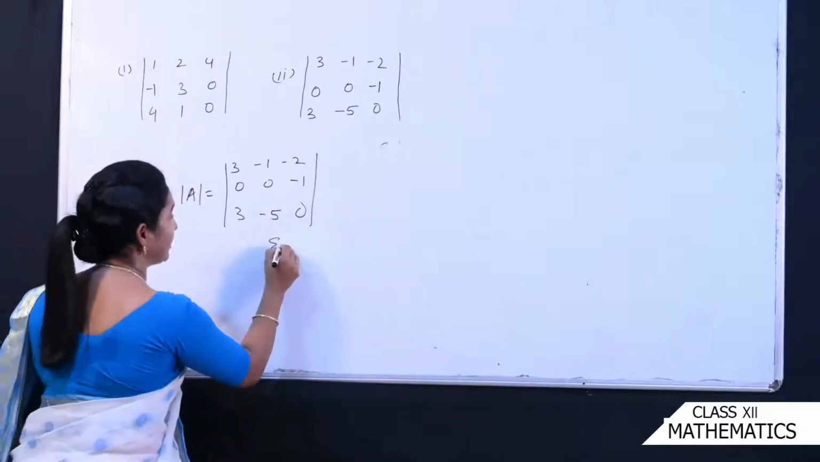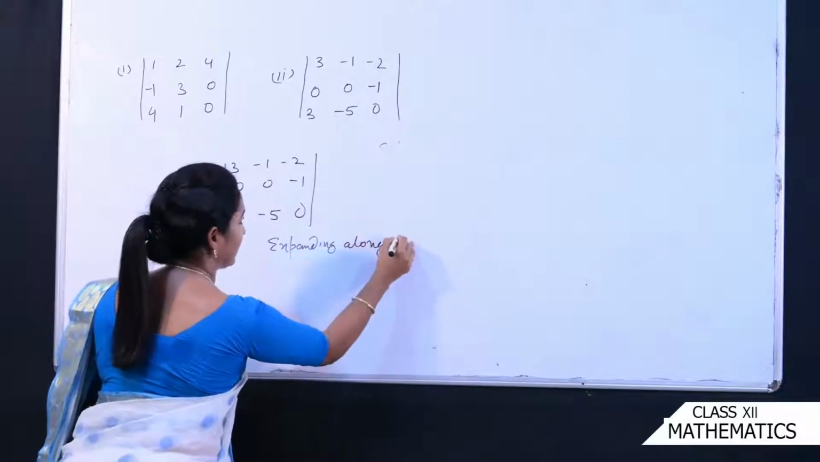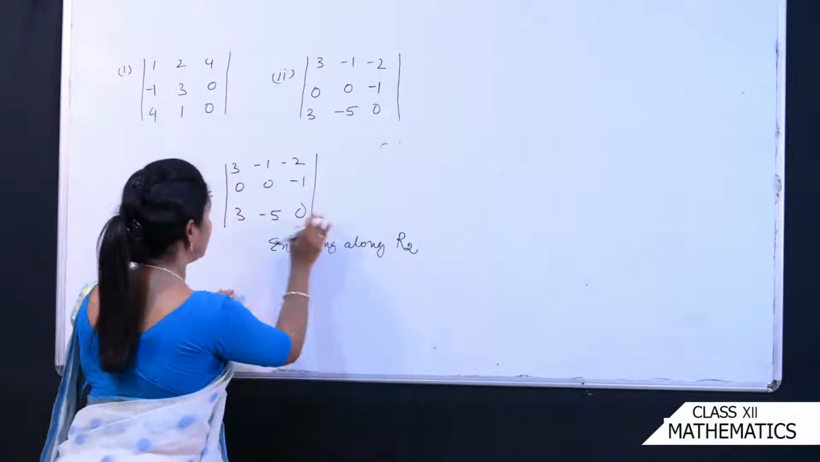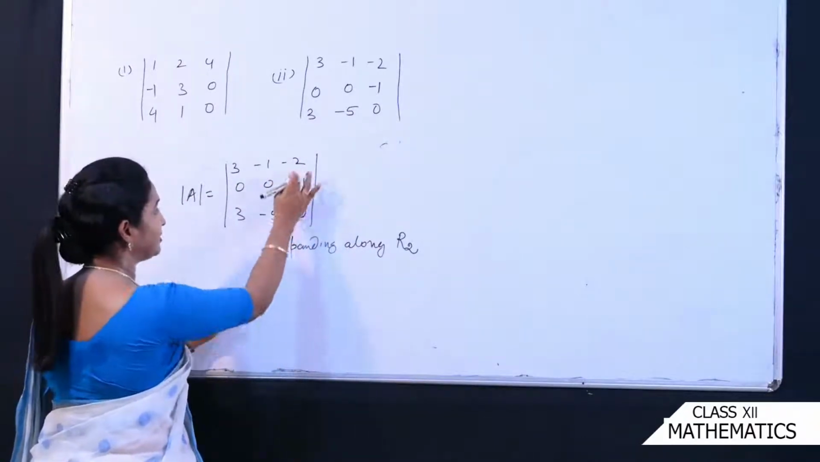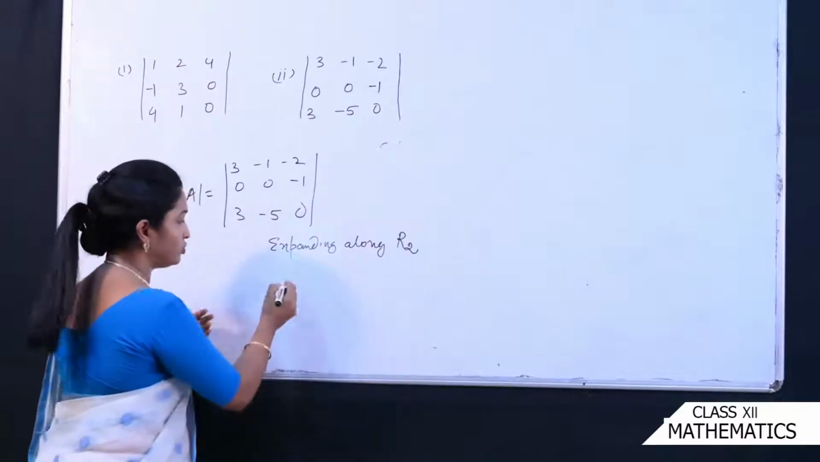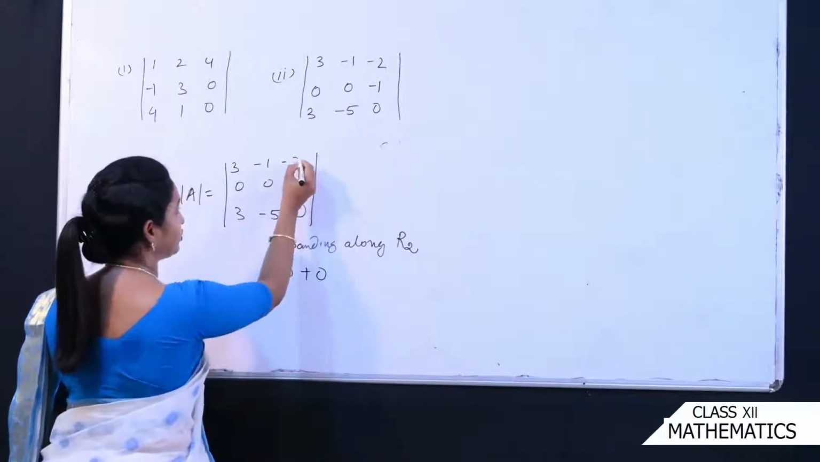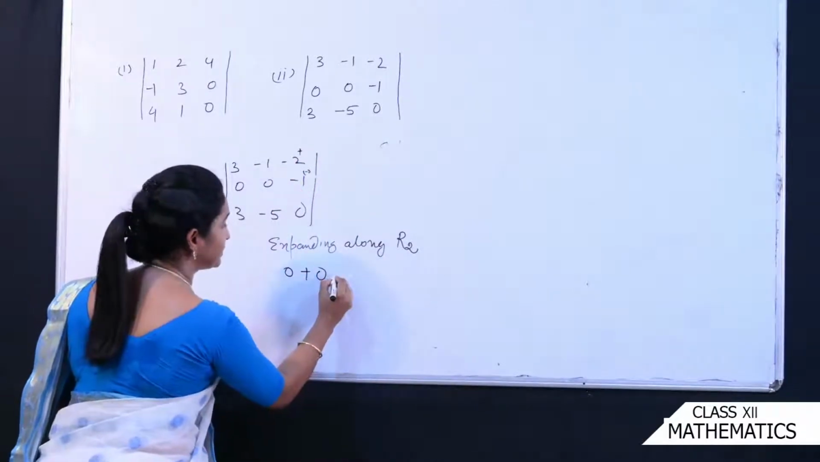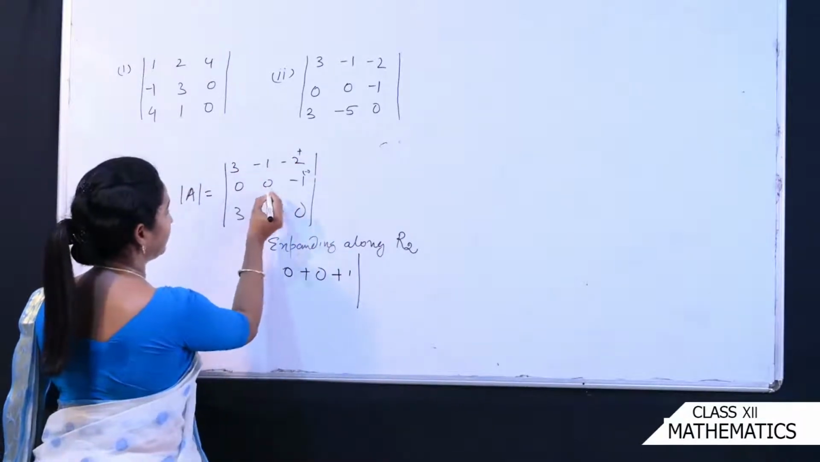So what I'm doing is expanding along R2. When you expand along R2, you observe that this is 0, and 0 multiplied by any other number is 0. So the first is 0, and the second is also 0. From the third, if this is plus then this will be minus, and minus and minus will become plus. So it is plus 1 into, what do you get again?